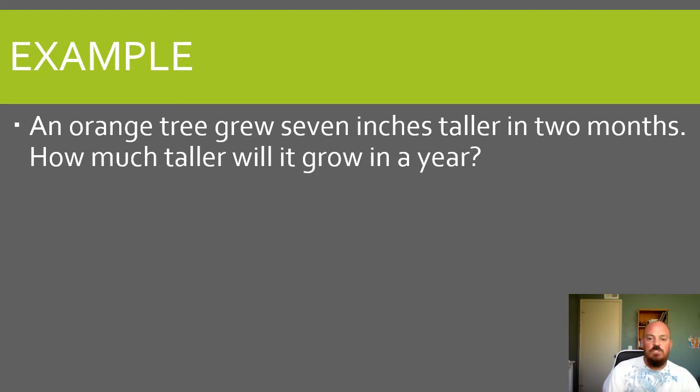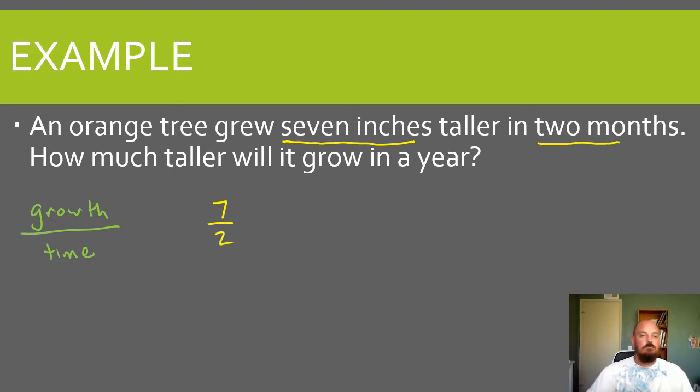So I'm going to make a verbal model. Remember in Module 1 we talked about verbal models, when you kind of put into words what you're going to do. I'm going to make fractions by putting growth on top and the time that it took to grow that much on the bottom. So I'm going to make two fractions and I'm going to set them equal to each other. My first fraction, 7 inches is the growth, 2 months is the time.